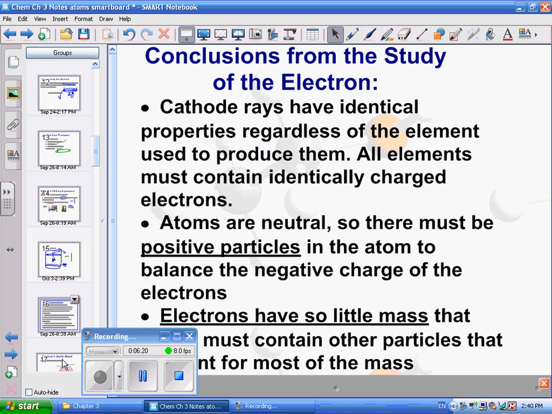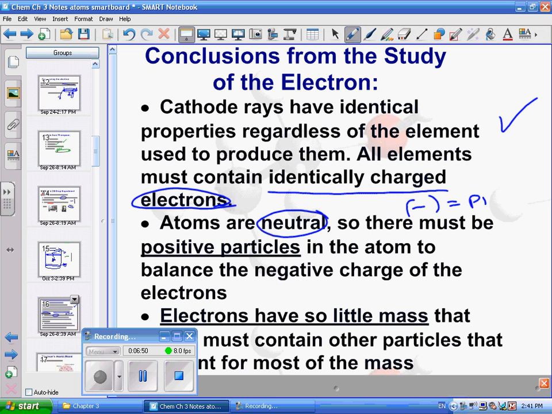So, conclusions that we get from the study of the electron. Number one, this first point says what we've seen before, that it doesn't matter what you use. All elements contain these identically charged electrons. Electrons, again, like I said before, are generic particles. The next thing we know is that since atoms are electrically neutral and we found a negative particle, what do we have to look for next? If they're electrically neutral and we know we have a negative particle, we have to find a positive particle. So we're going to look for protons. Protons are being looked for next.